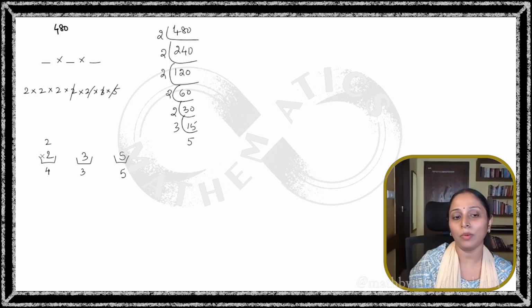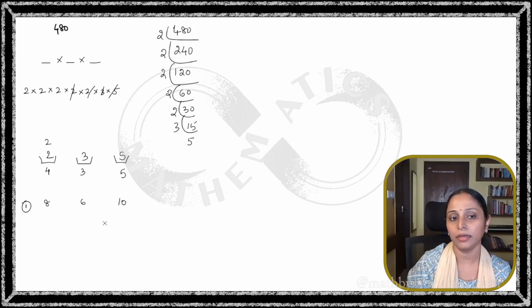So one way is to put each 2 in one of these baskets. Let us do that. That's the first possibility. Let me look at that. So I'll end up with 8, 6 and 10. Correct? Or let us try to put, this is the least one.